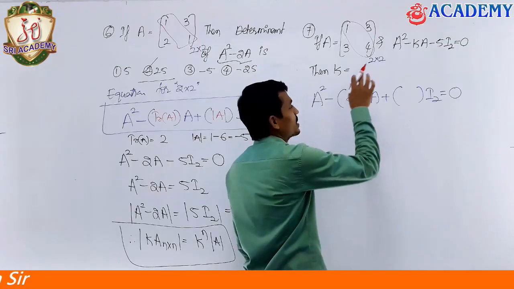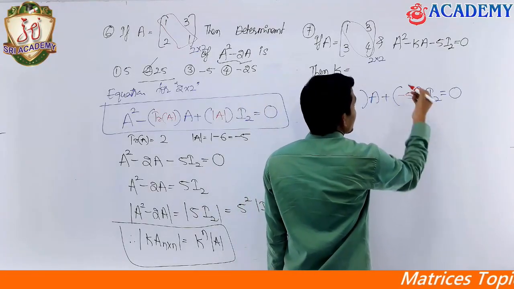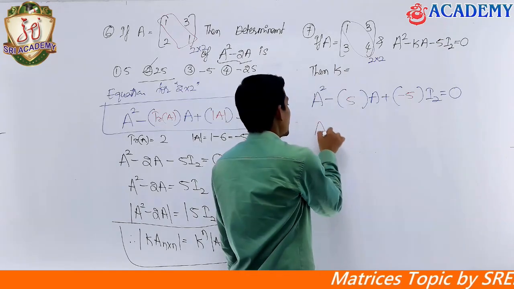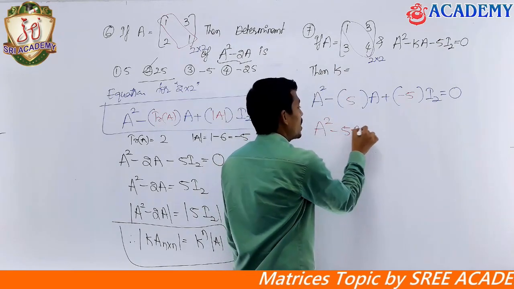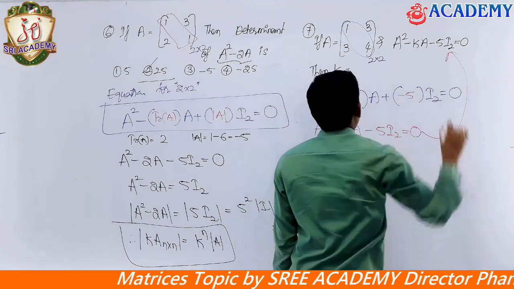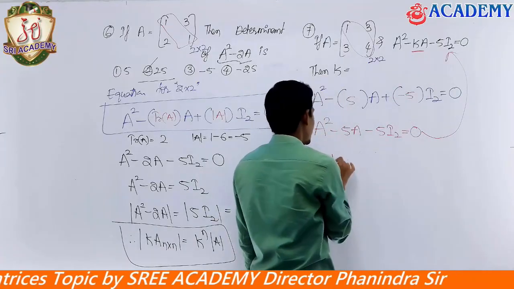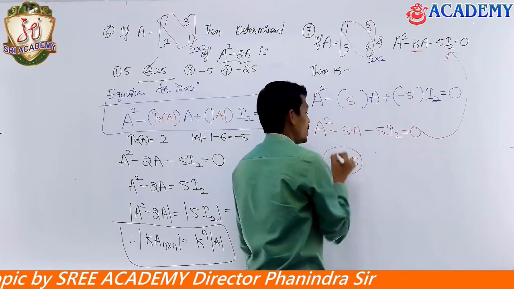4 minus 3 into 3 is 9, so 4 minus 9 is nothing but minus 5. That is going to be A square minus 5A minus 5I of order 2 equal to 0. If you compare this equation with this one, in place of k, what are we having? In place of k, simply we are going to have 5.